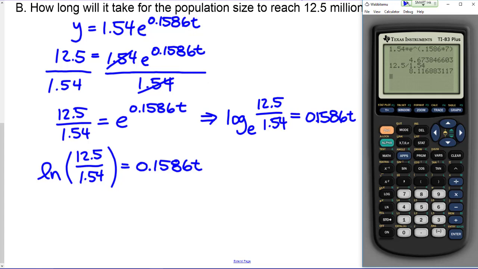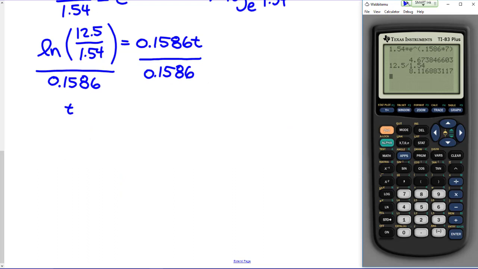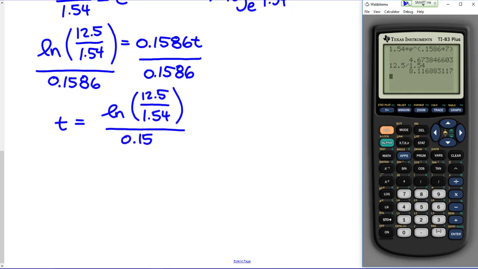But the next step is to divide both sides by 0.1586. So that t, let me get a little bit more space here. t is going to be the natural log of 12.5 over 1.54 divided by 0.1586.